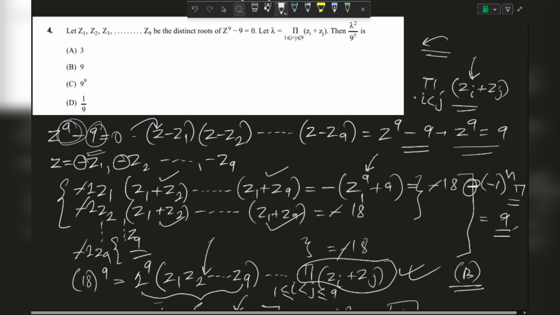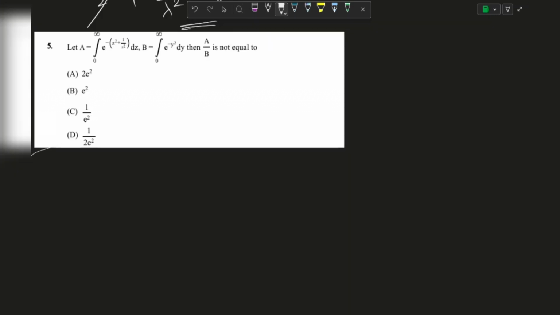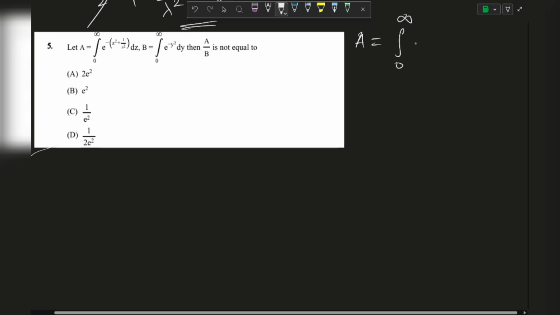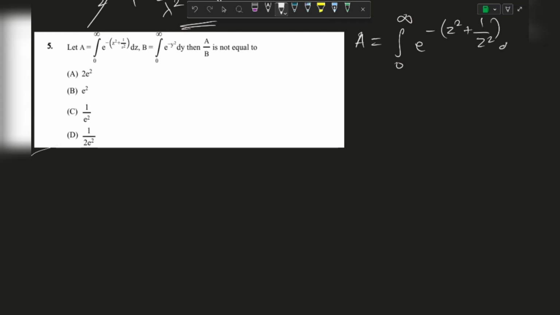So this was also a good question, manipulative question. We will proceed to the next question now. So here is the next question. This is, I guess, a pretty simple question on integrals. So what we will do is, this is A equals integral 0 to infinity e power of minus (z squared plus 1 by z squared) dz.